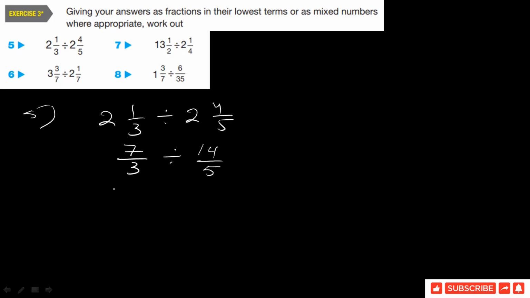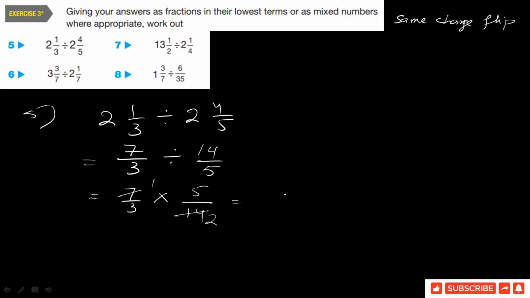So now we keep the first one same. We can write here same, change, and flip. So we do not forget it. So first is same, 7 upon 3. Change division to multiplication. Flip: 5 up and 14 down. Now 7 times 1 is 7, 7 times 2 is 14. We have 1 times 5 upon 3 times 2. So that one is 5 upon 6.